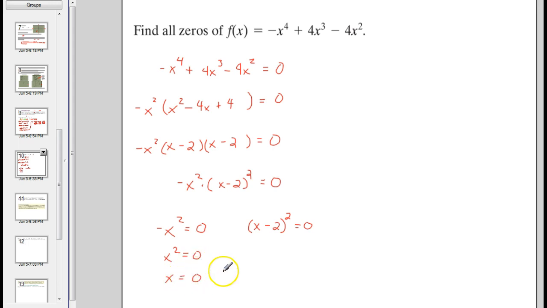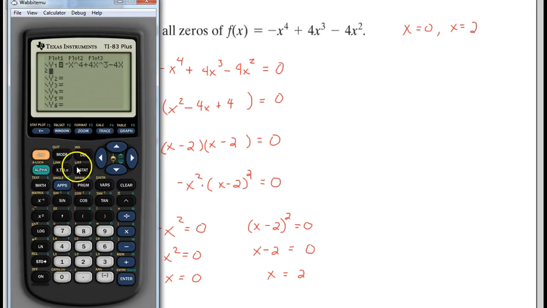So x equals 0. Same thing here, if I take the square root of both sides, I get x minus 2 equals technically again plus and minus 0, which would still just be 0. And then add the 2 over, I get x equals 2. So the zeros of this thing are x equals 0 and x equals 2.